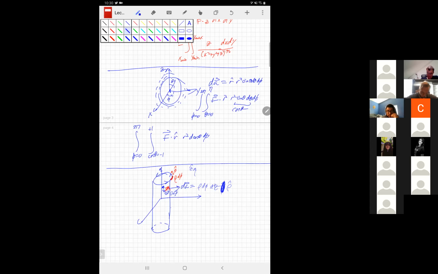All right. So now we're going to have the integral from z min to z max, and the integral from phi equals 0 to 2 pi of f dot rho hat rho d phi dz. Any questions?